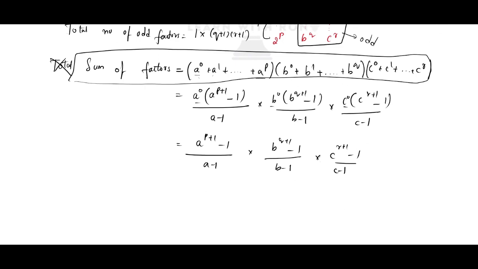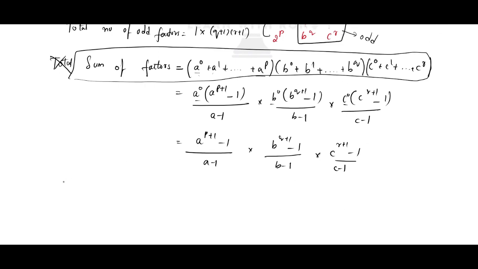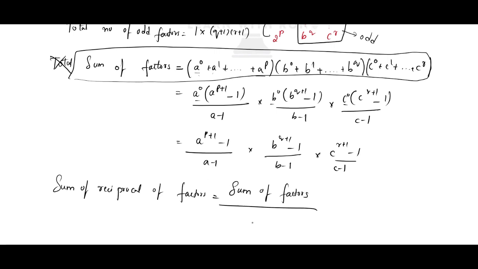In the very next question, if they ask for the sum of the reciprocals of factors, it is simply the sum of the factors divided by the given number. Here, the number is capital N, right? You might be confused about how I wrote these formulas. I'll take an example in the next slide, then you'll get a complete idea. Okay, let's go to the next slide.